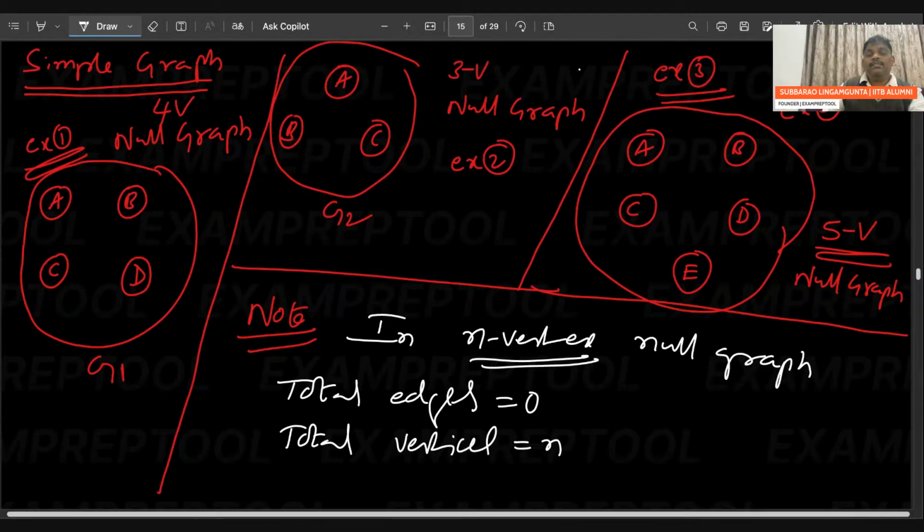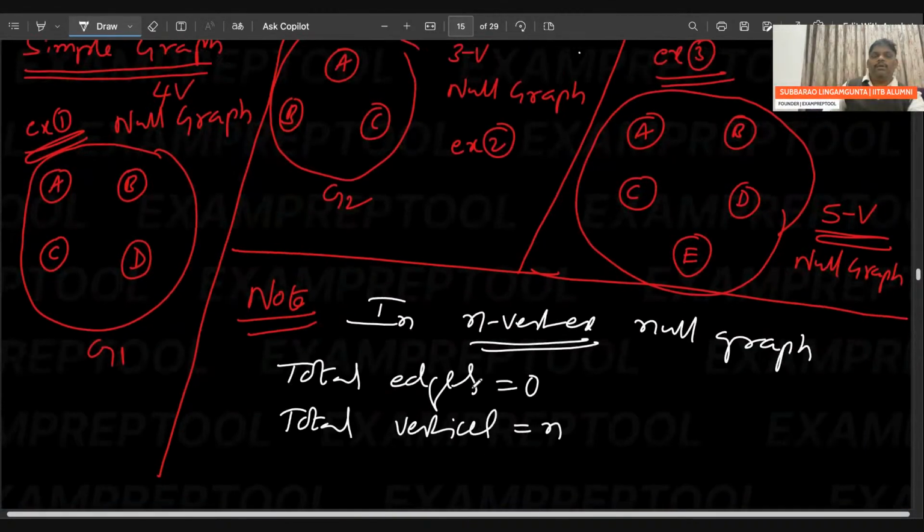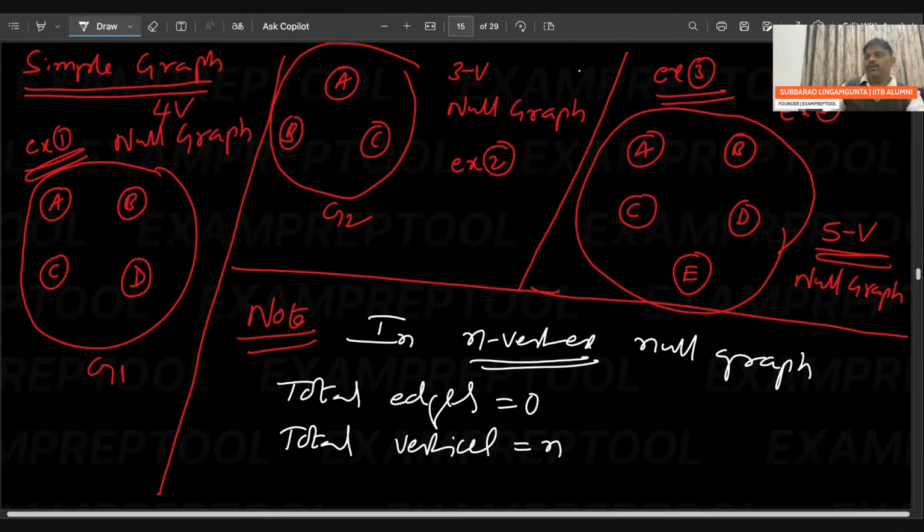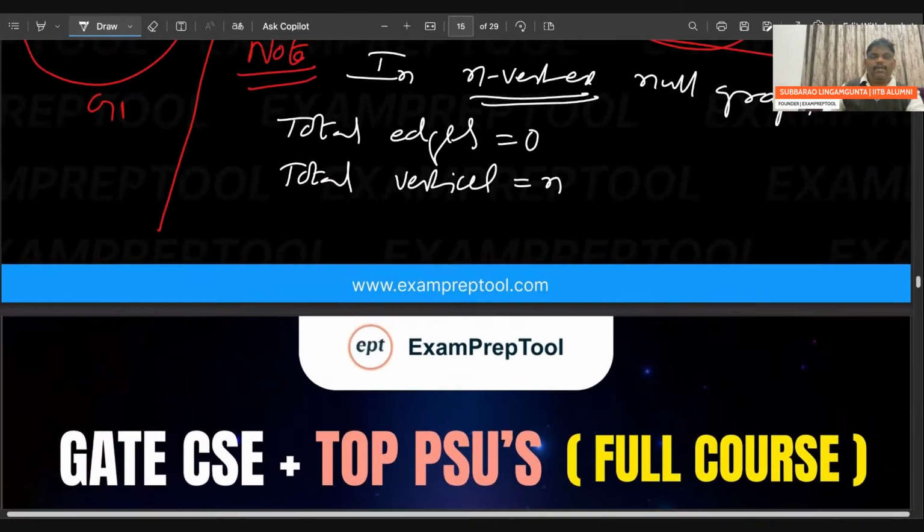So in all simple graphs, the smallest simple graph is the null graph. Try to understand.